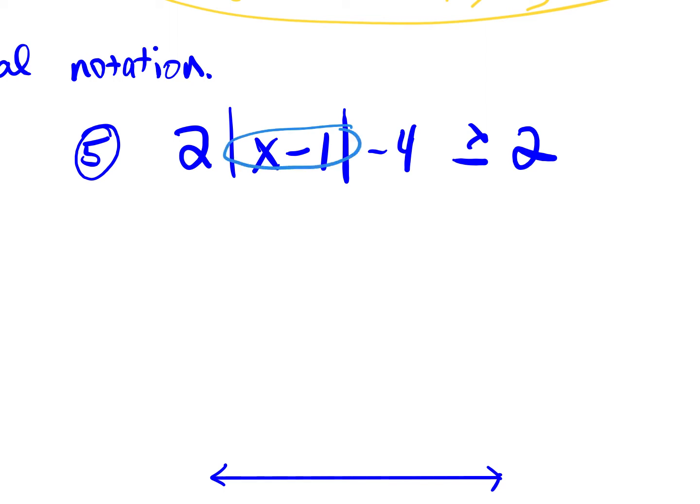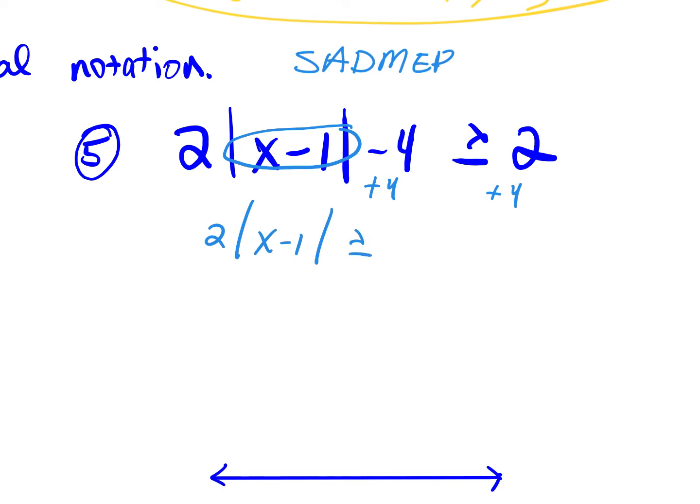I have to move everything. I've got to get the absolute value all by itself, so I'm going to add 4. Remember, SAD, MEP: you do PEMDAS backwards in order to solve or isolate x. So I'm going to add 4, so I have 2 times the absolute value of x minus 1 greater than or equal to 4 plus 2, which is 6.